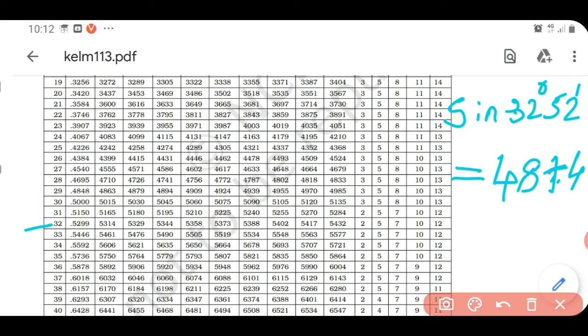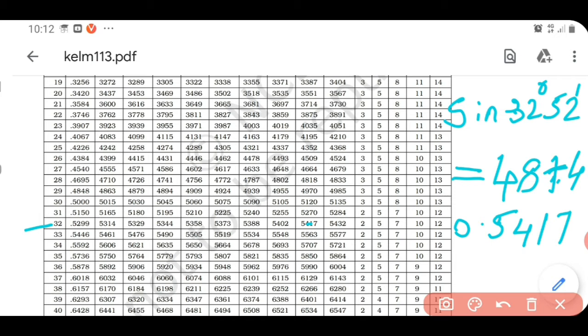This is the column with the 48. So this particular value, that is 0.54. So in the 32 row, in that column, 0.5417 we will get. Now 4 is remaining.